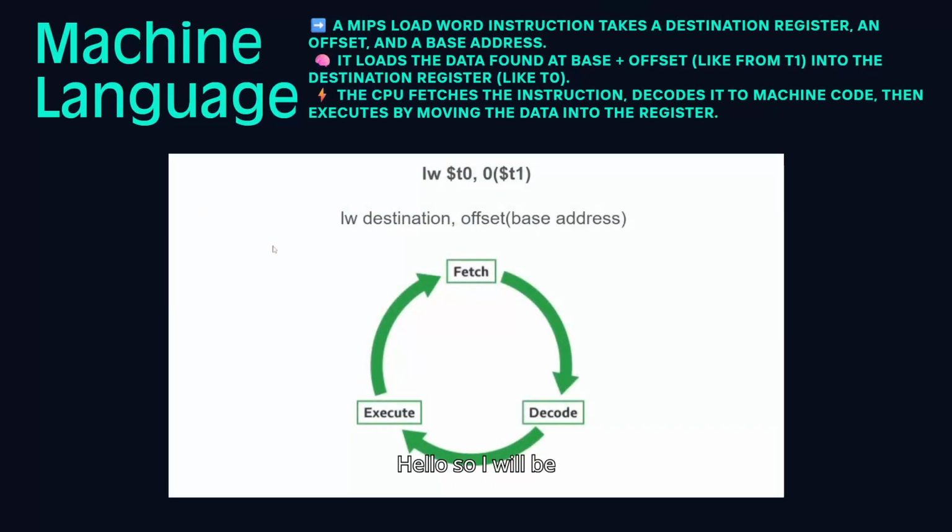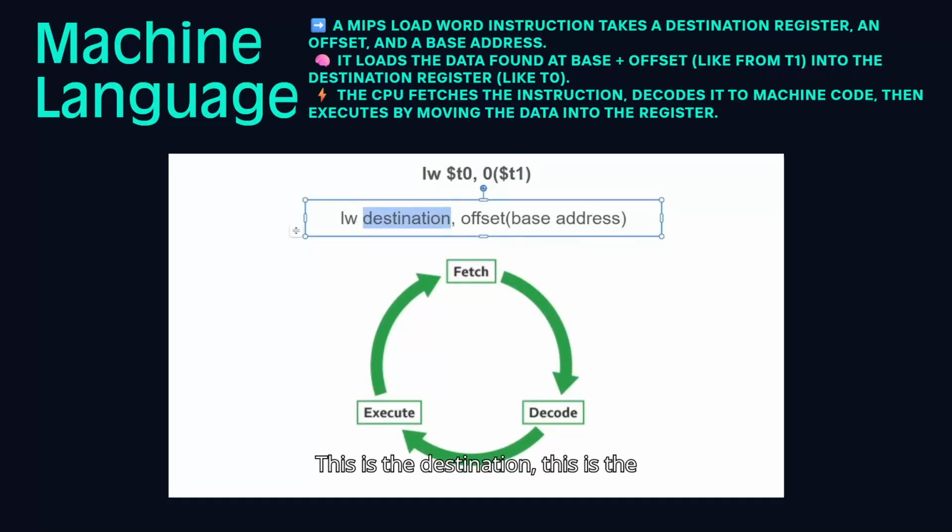Hello, so I will be giving an explanation of this short example I have here of the MIPS assembly language. This is the language we use throughout the course. So the syntax for this example right here is load word. This is the destination, this is the offset, and this is the base address.